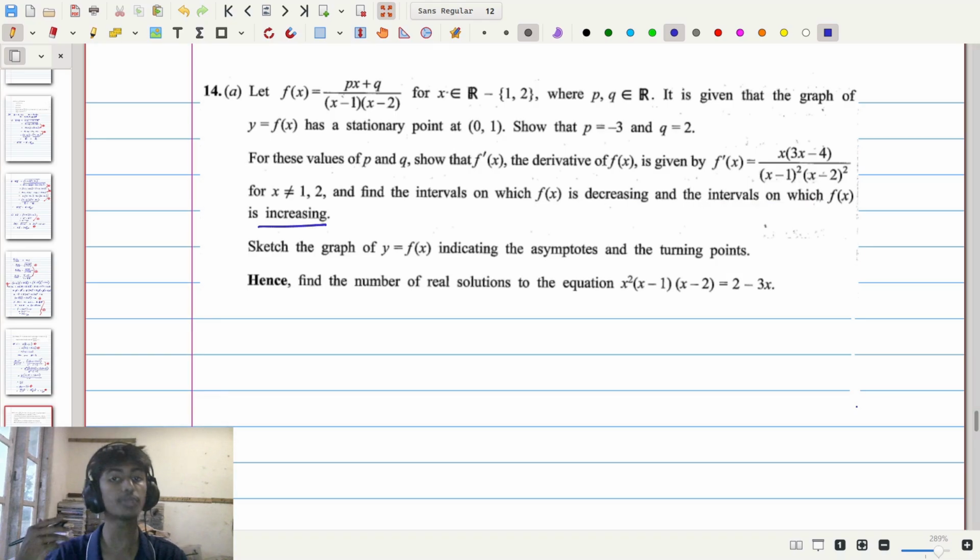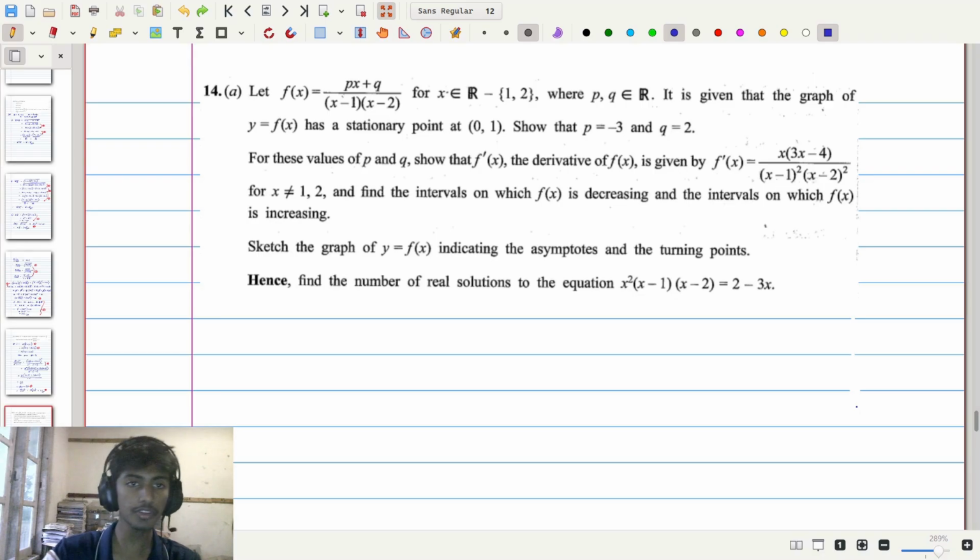Now for that, we basically need to find the derivative, find when the derivative is positive and when it is negative. When the derivative is positive, it means that we are increasing, and when the derivative is negative, it means that we are decreasing. Now after that, they say, sketch the graph of y equals f(x) indicating the asymptotes and the turning points, and then hence find the number of real solutions to the equation x^2 (x - 1)(x - 2) equal to 2 - 3x.